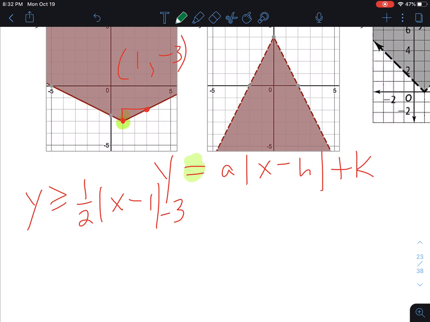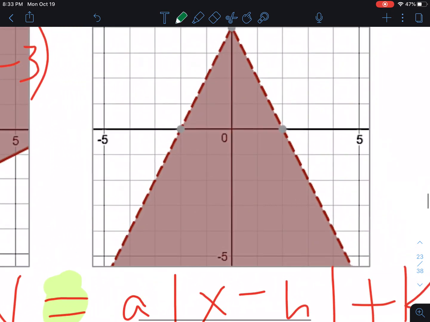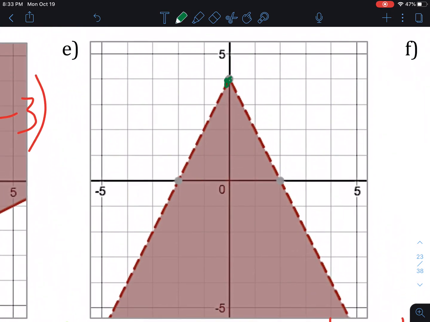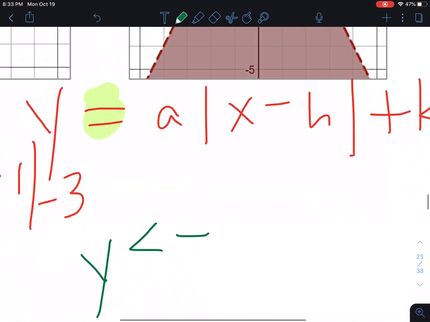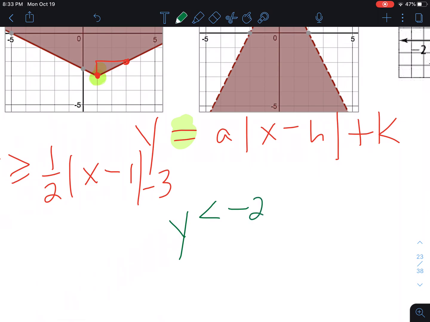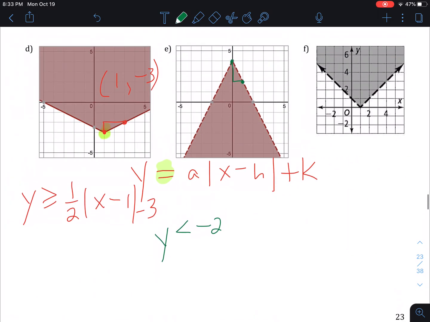Okay, next problem. Y is less than, it's a dashed line shaded below. The A, it's opening downward, so there's a reflection, so I'm going to put a negative for A. And we have to carefully pick 2 points here, and then count for the slope A, here and here. That would be down 2 over 1. So if it's down 2 over 1, we call it -2. You wouldn't put -2 over 1.